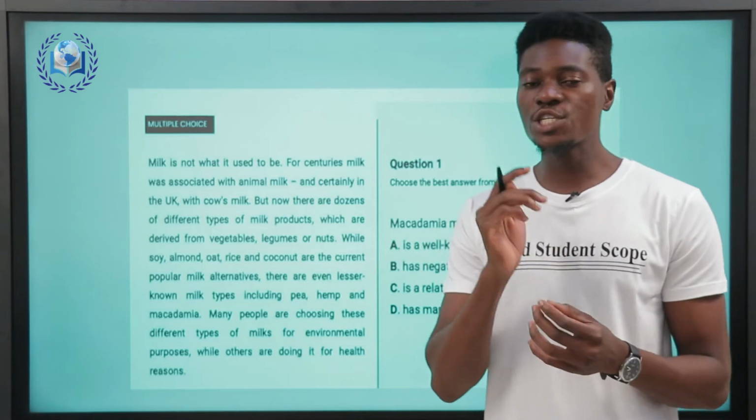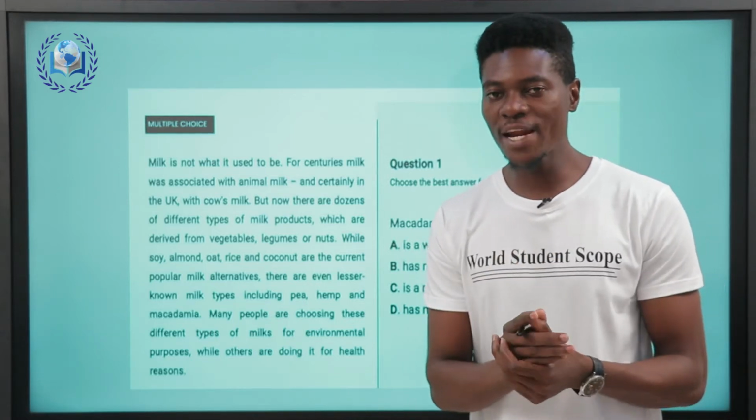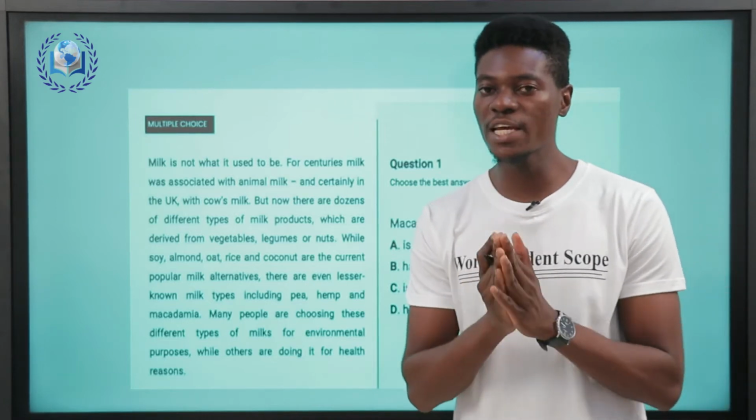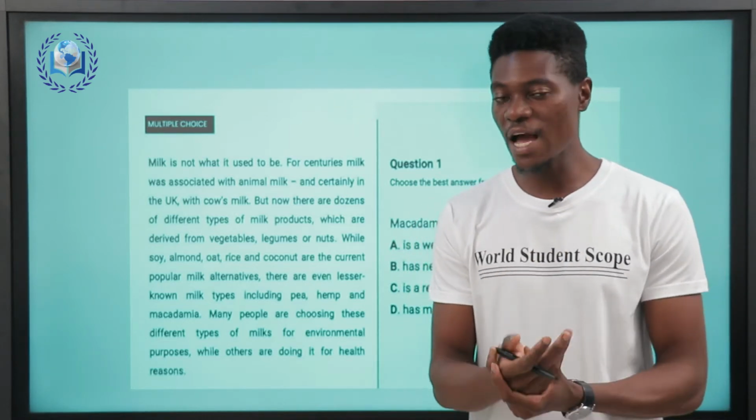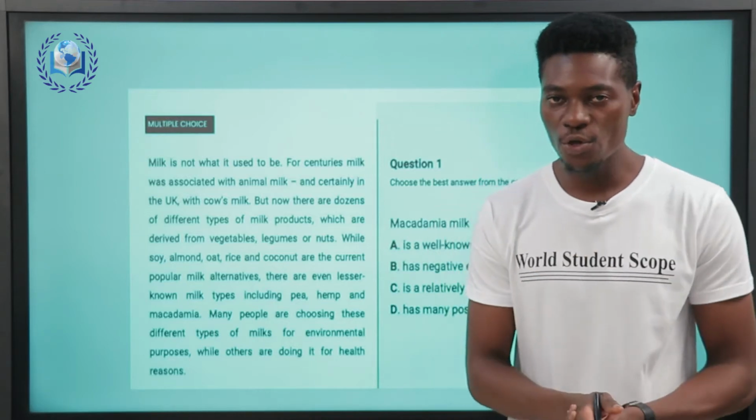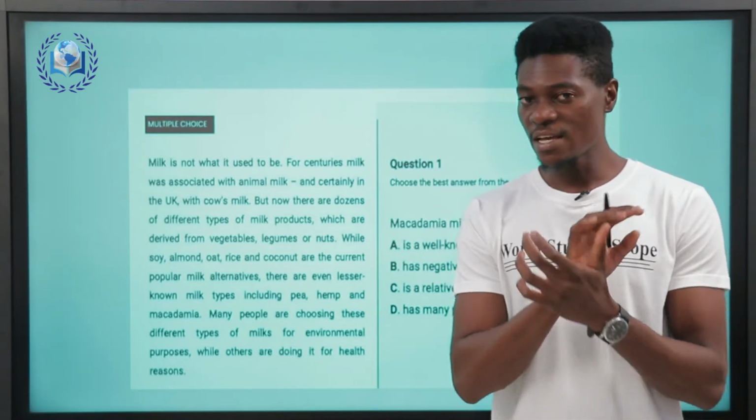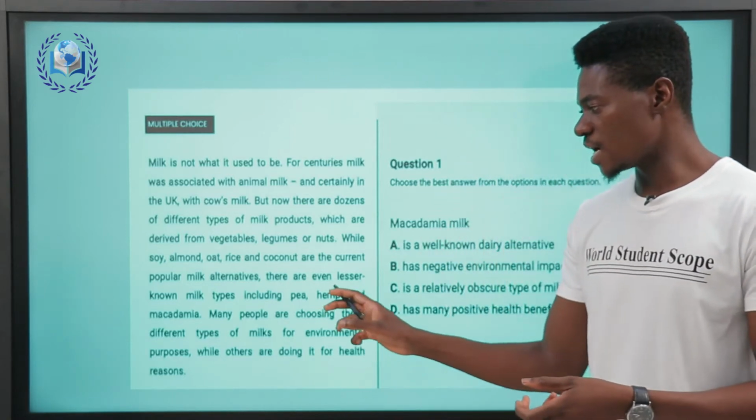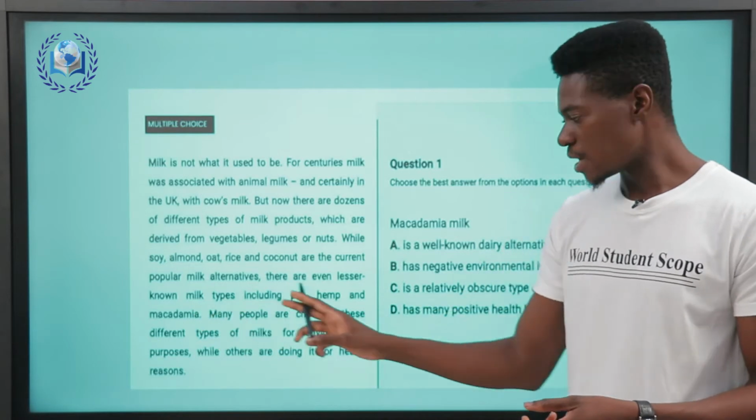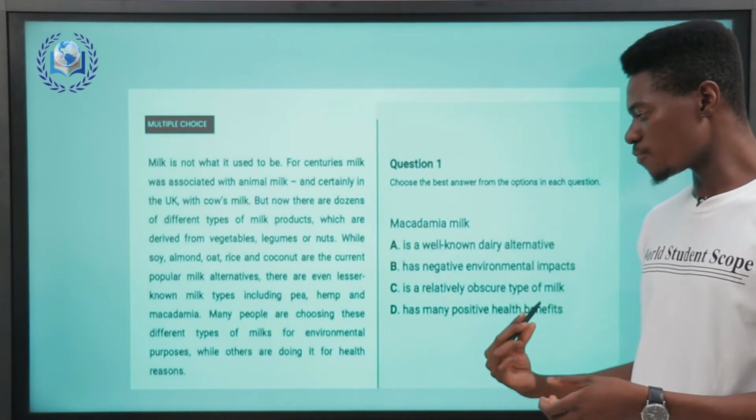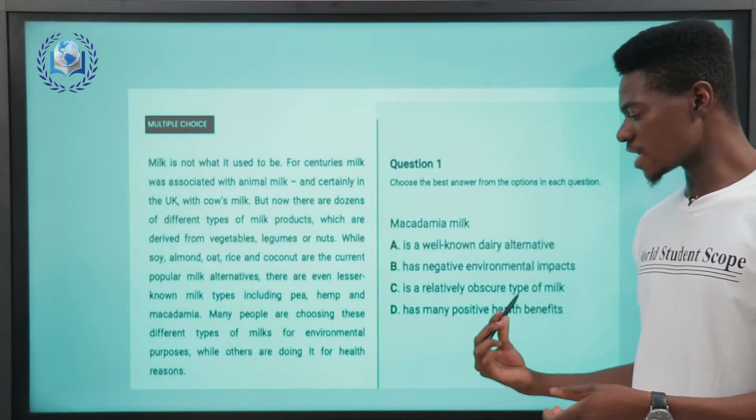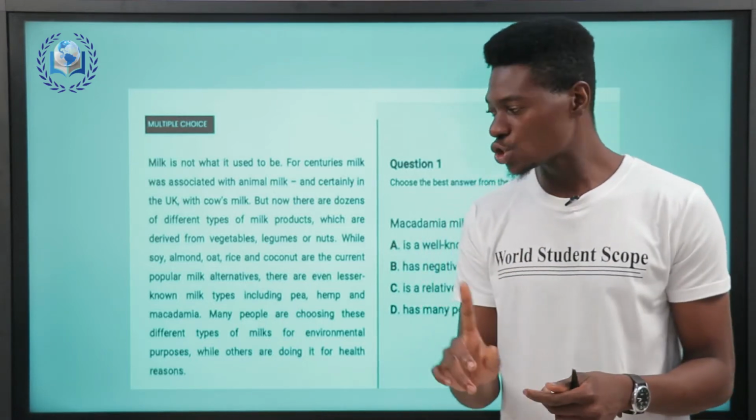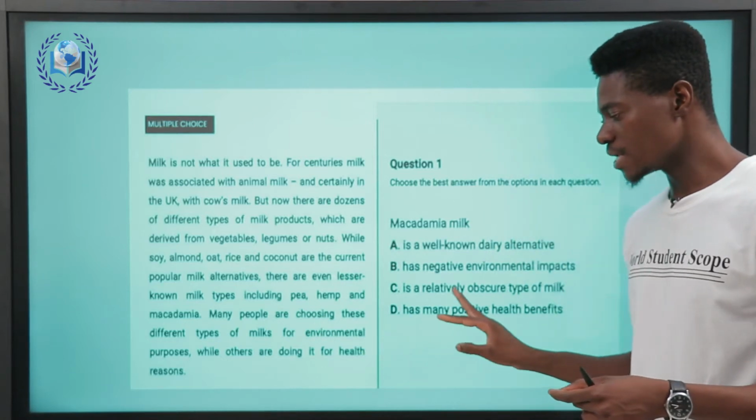In reading, synonyms are used a lot. When I say synonym, I mean a word with the same meaning but written in a different way. For example, when you say beautiful, you can say cute, you can say pretty. The same meaning but different ways. So from here, less known and obscure type of milk is the same thing. When I say obscure, I mean less known. So your answer probably will be C.